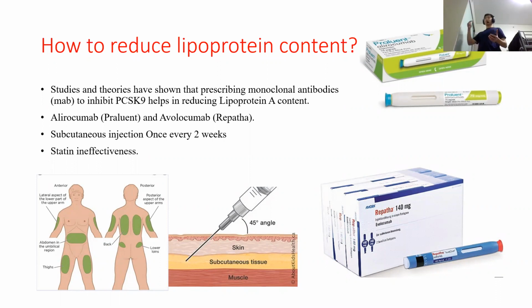Subcutaneous injection involves injecting in between the skin and the muscle. So it's just below the skin and above the muscle. It's that layer of fat, you can call it, and you can usually inject it on your stomach. And this also helps as an alternative for statin ineffectiveness, because people have high tolerance to statins when you consume them in large amounts.